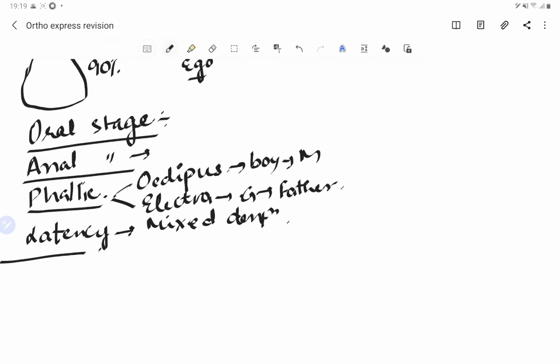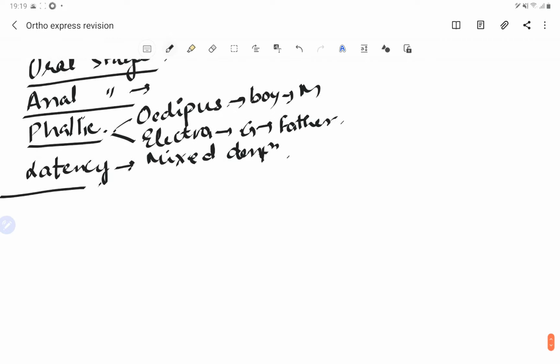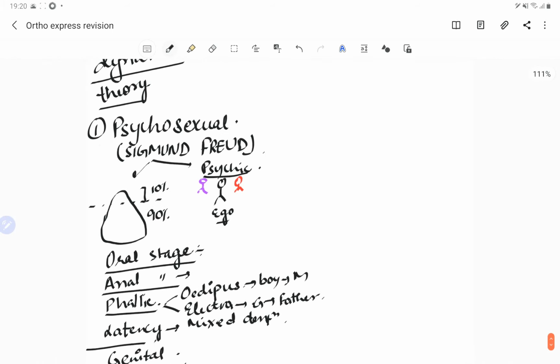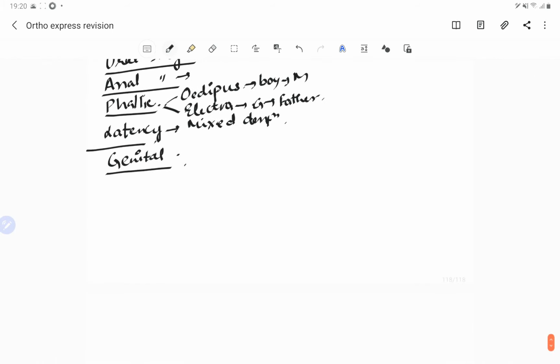There is a maturation of ego, or we can say personality development, which occurs between 6 to 12 years of life. Then there is the genital stage, where the reproductive organs form and develop. So that is the genital stage. These are all the psychosexual theory.